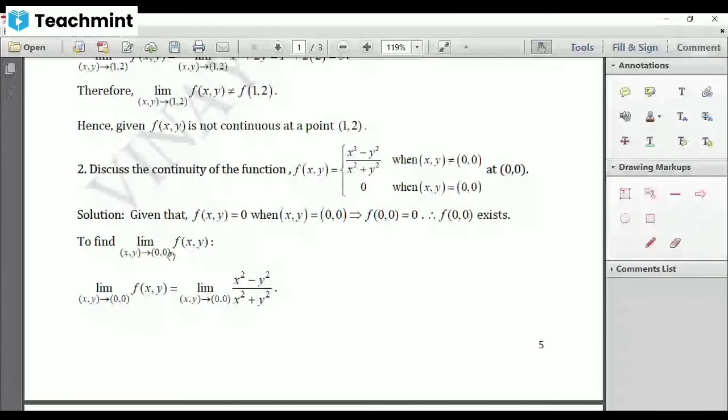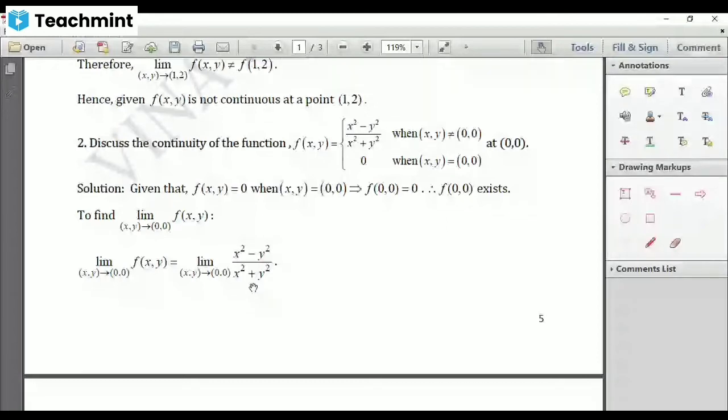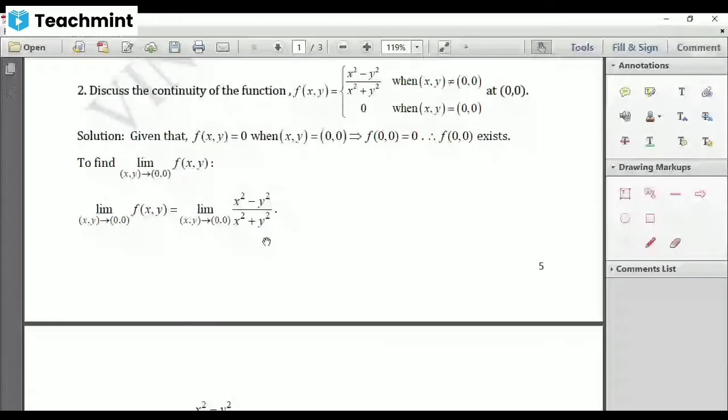You know that in this case the ordered pair x comma y is not equal to the ordered pair 0 comma 0. When they are not equal, what is your function? It is x square minus y square divided by x square plus y square. Now is it possible to apply the limit straight away? Is it possible to find the limit by direct substitution? No. Why? See here. If you put x equal to 0 and y equal to 0, you'll get 0 by 0, which is an indeterminate.